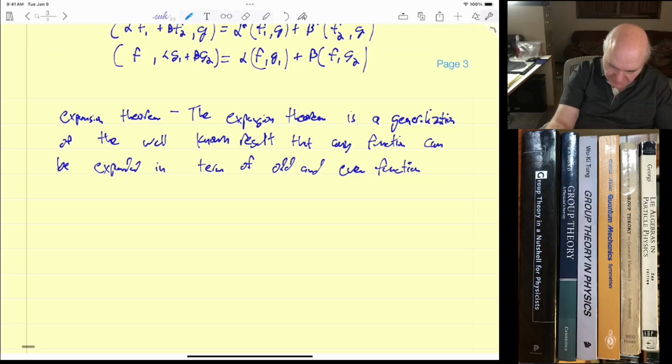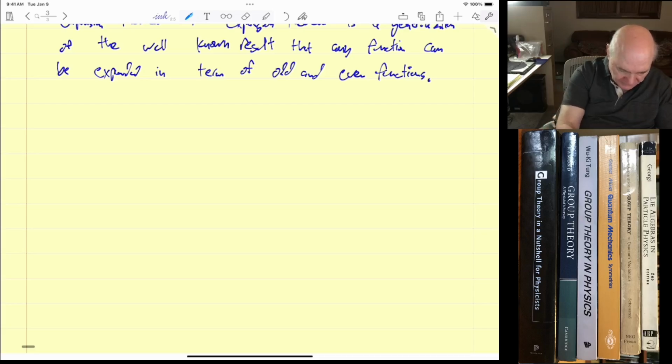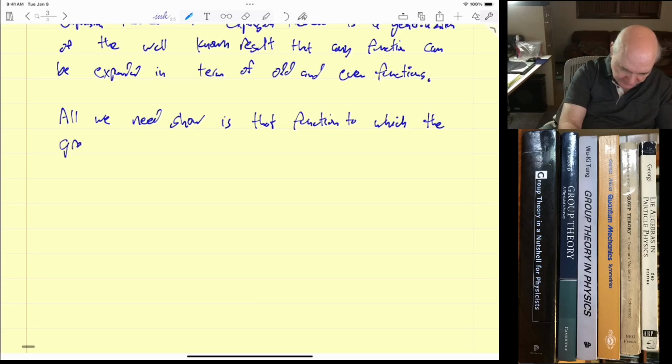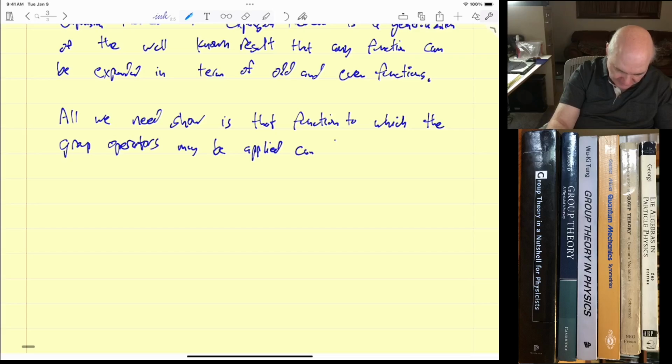As I mentioned earlier, when we go to more complicated symmetry groups, we get more complicated types of expansions. All we need to show, and we've done this before, so it's more just a review, is that any function to which the group operators may be applied can be embedded in an invariant space. So how do we do this?